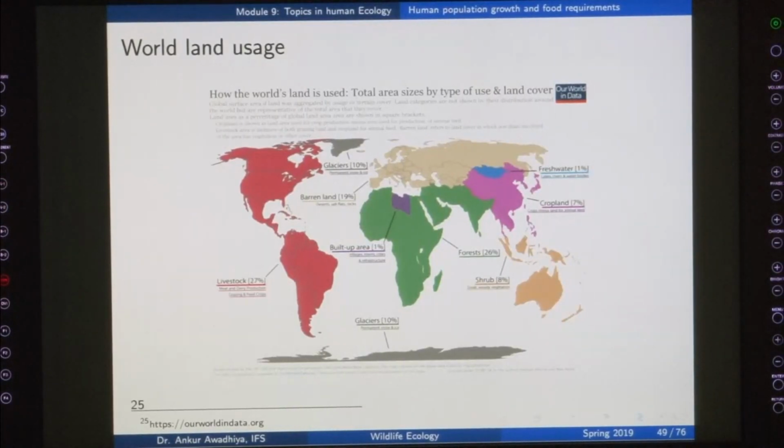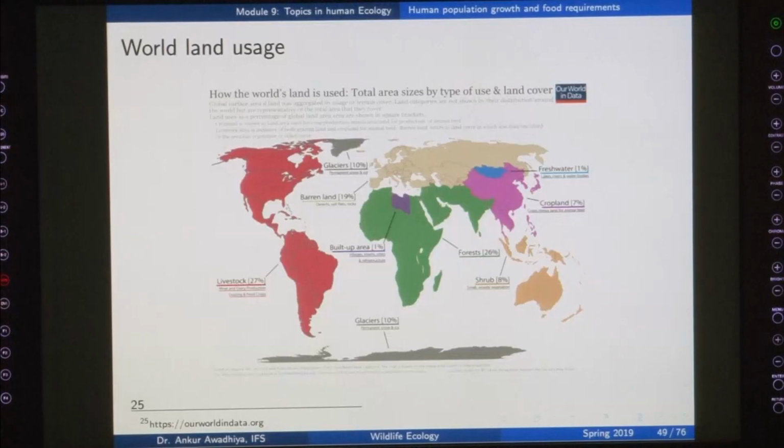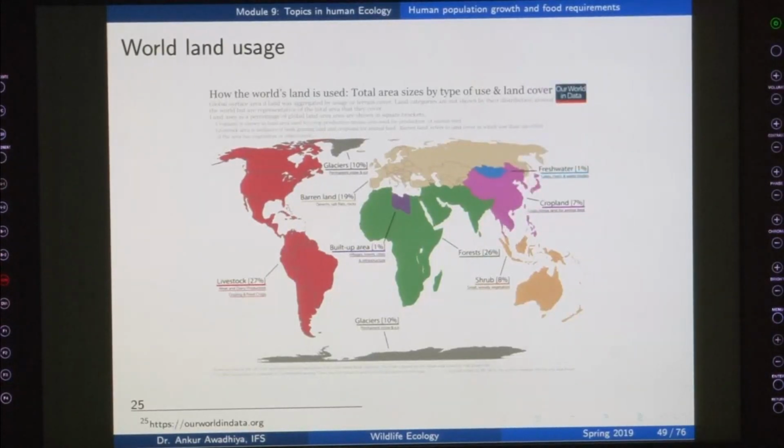fresh water. So, if you add up all the fresh water that is there in the world, all the lakes, all the ponds, all the rivers, it would be roughly the size of Mongolia. And if you add up all the croplands, it would be roughly the size of China plus Japan plus some other countries of Southeast Asia.